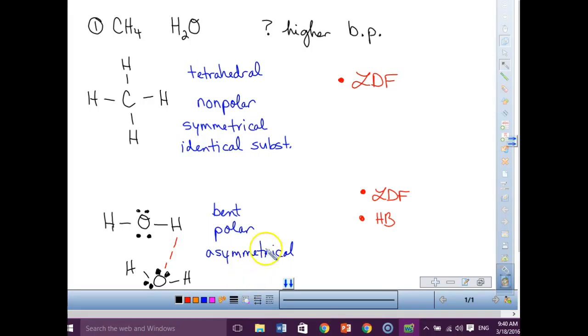Alright, so this one only has LDF, this one has LDF and hydrogen bonding, so which one is going to have the higher boiling point? Water. Water has a higher boiling point. And this matches what we would observe because methane naturally exists as a gas, water naturally exists as a liquid. So therefore, water definitely has a higher boiling point.